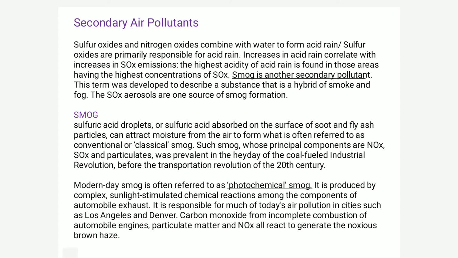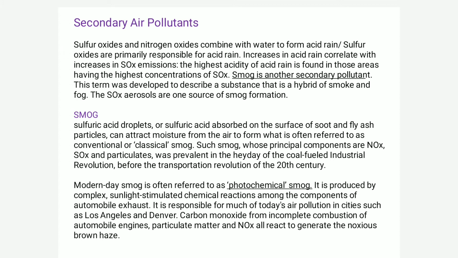So secondary air pollutants like sulfur oxides and nitrogen oxides combine with water to form acid rain, and sulfur oxides are primarily responsible for this acid rain. Increase in acid rain correlates with increase in SOx emissions. The highest acidity of the acid rain is found in those areas having the highest concentration of SOx emission.